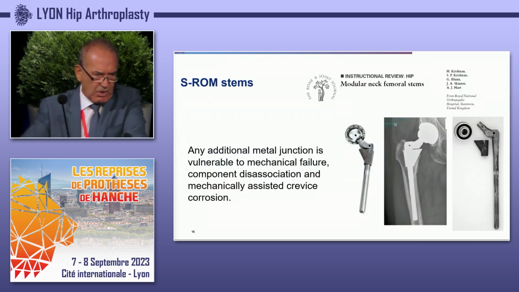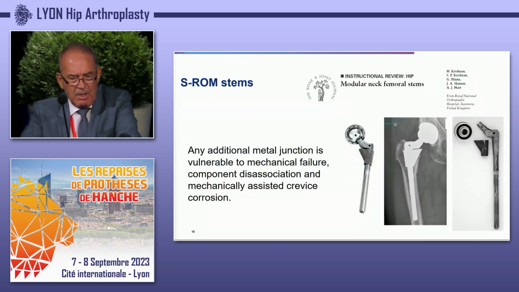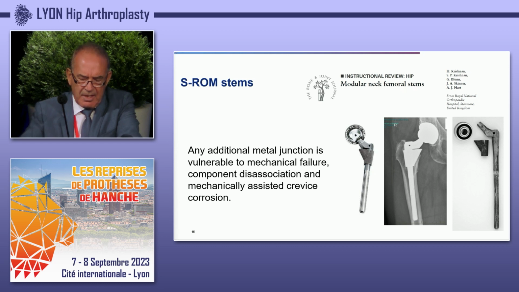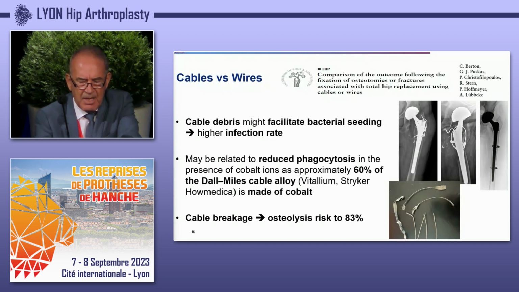What about the SROMs? Any additional metal junction is vulnerable to mechanical failure, so component dissociation and mechanically assisted crevice corrosion. In case you can avoid this, again. I know that it's very popular in the States. In Europe, we prefer maybe the short Wagner stems in such cases.